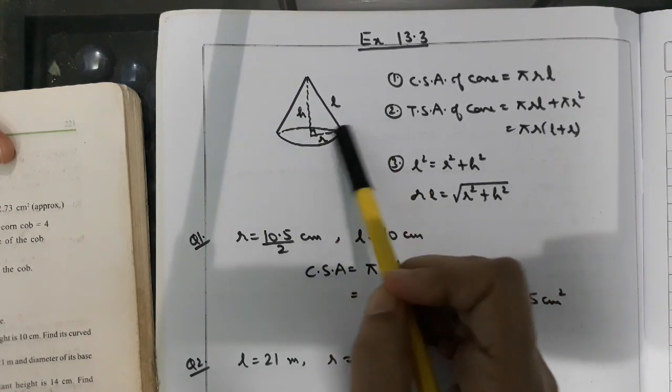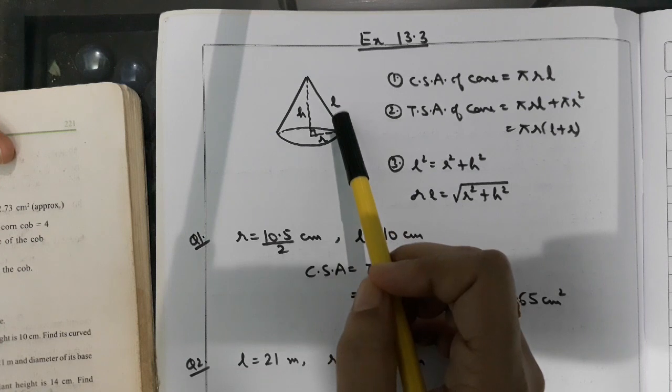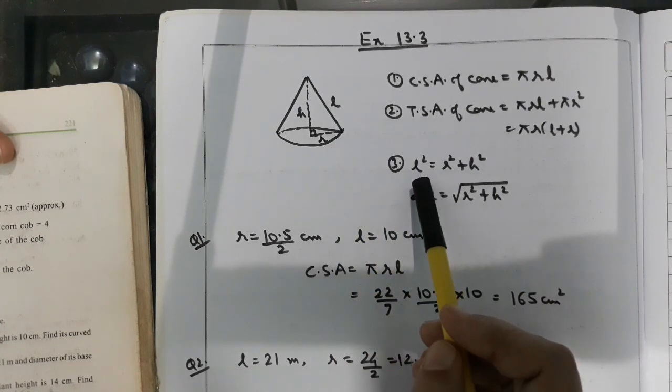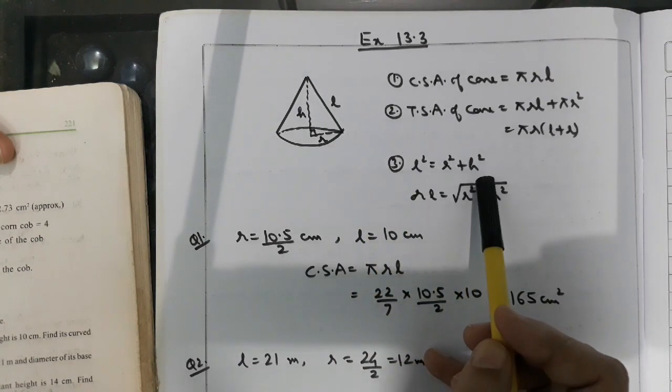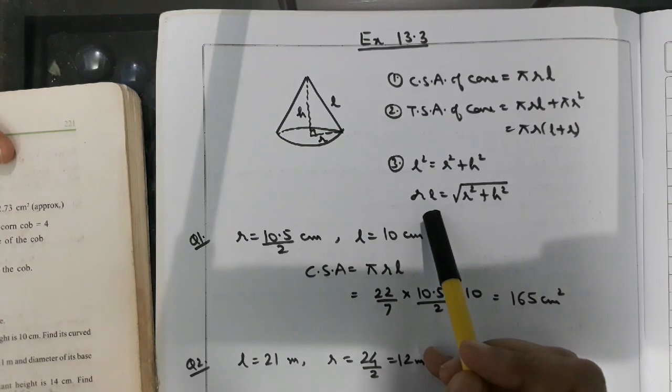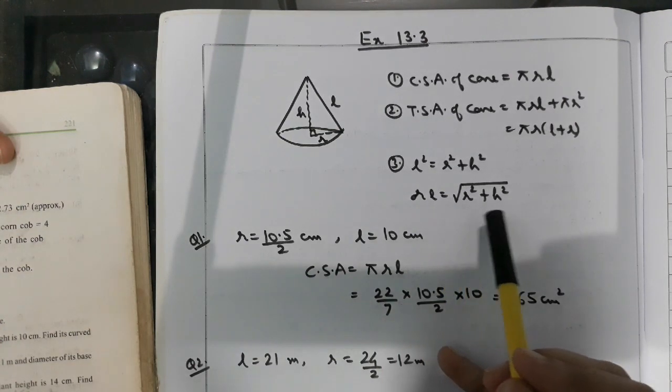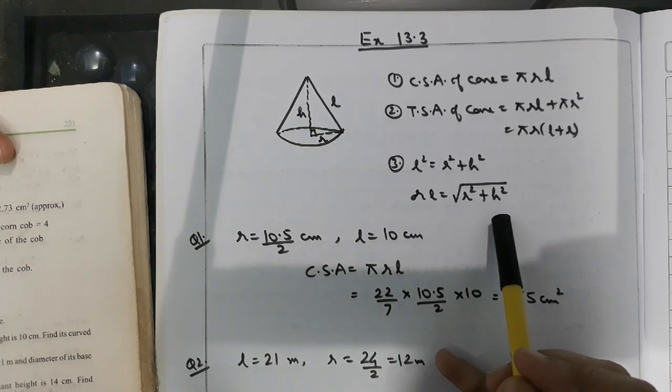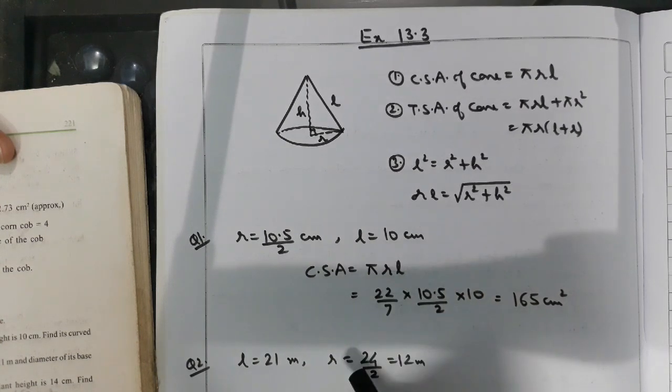And since you can see it is a right angle triangle, by Pythagoras theorem l square is equal to r square plus h square, or the slant height l is equal to under root r square plus h square. Now based on these formulae we start with the questions.